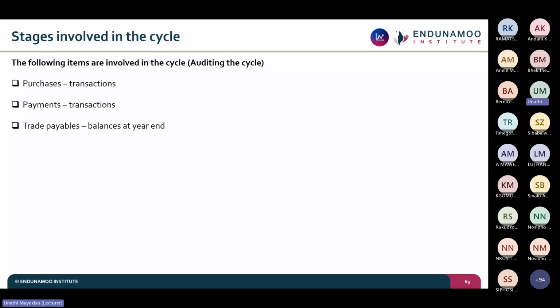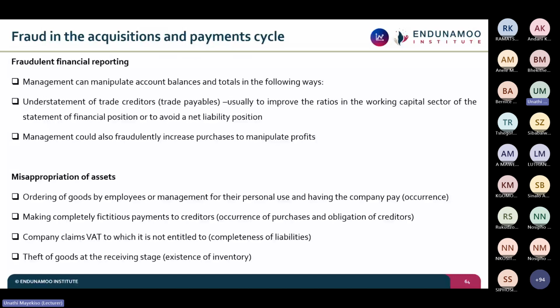Then you'll have payments. Those payments would be going through your bank statement, so again, cash and cash equivalents. And then you'll have trade payables, which is your balance at year end, to show how much you owe based on the transactions and the purchases that you made. Then when we get to the fraud part, management can manipulate account balances. They can not disclose trade payables, so you can have a completeness issue.